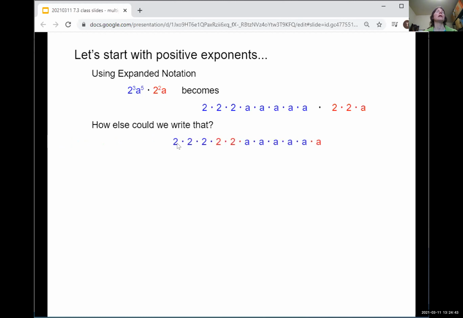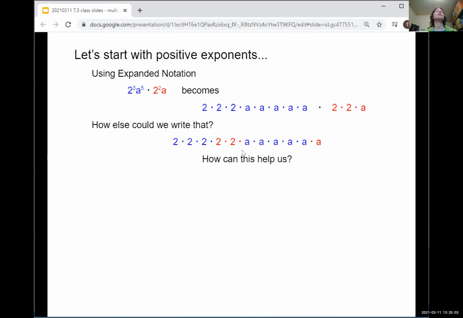So now we've written our bases all clustered together. So all of the 2's are first now, and all of the a's come next. And you can see from the colors where those came from, right? So we haven't lost anything. We haven't gained anything. We just rearranged it. And we can do that because this is multiplication and it doesn't matter what order they're written in.